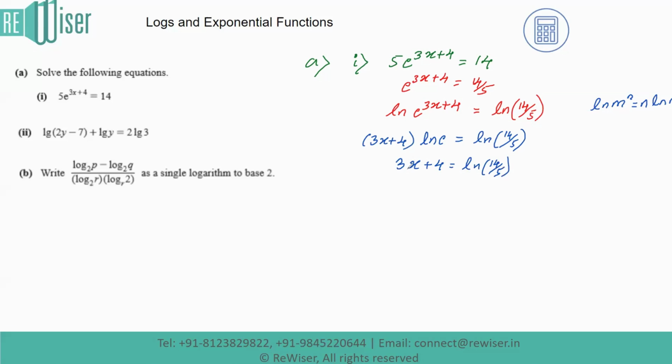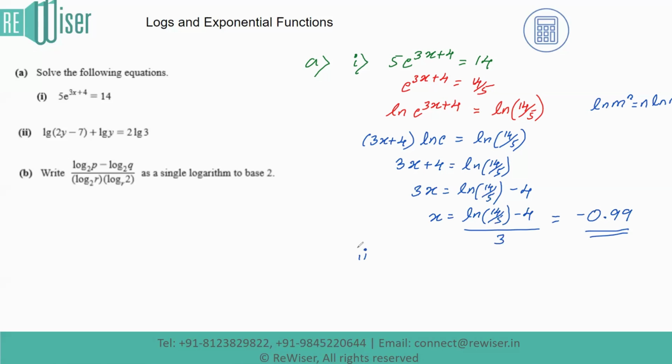From here, we can make x the subject. So 3x is equal to ln of 14 by 5 minus 4, and in that case x would be equal to ln of 14 by 5 minus 4, divided by 3. This is the exact answer. If we put the same thing in the calculator, we get the answer approximately negative 0.99. And this is the right answer for A part 1.